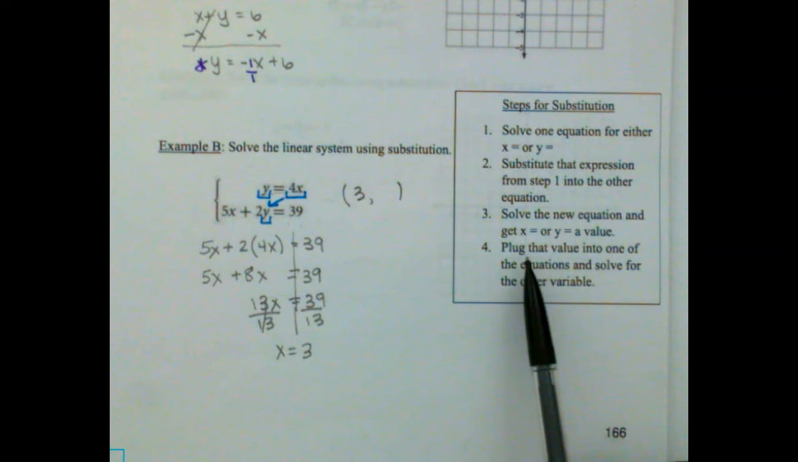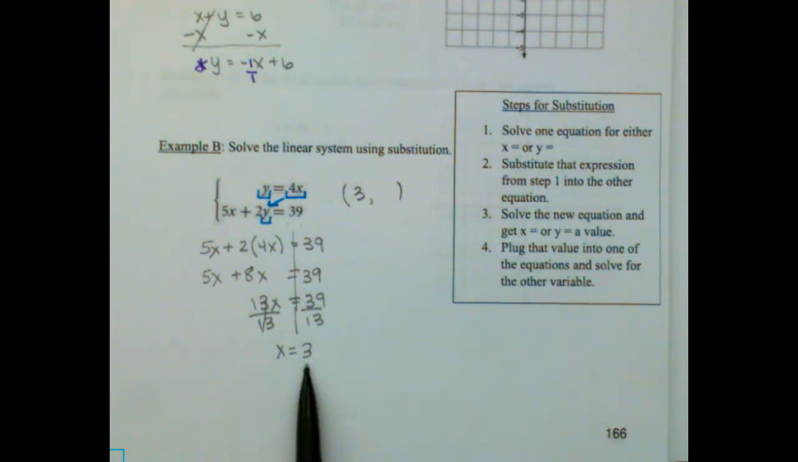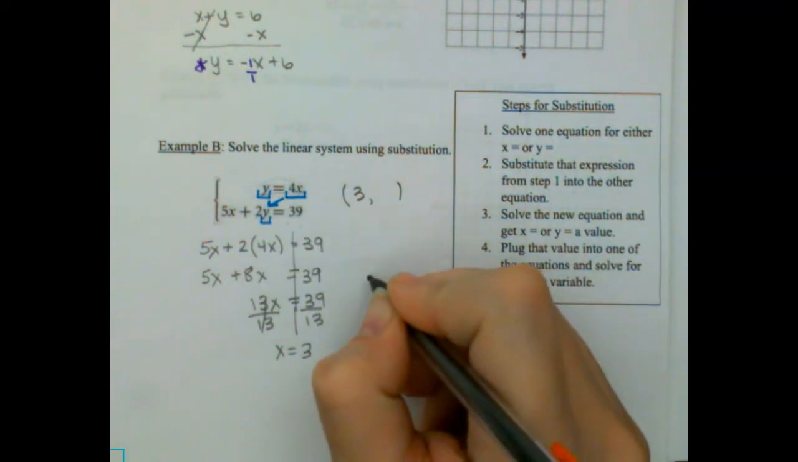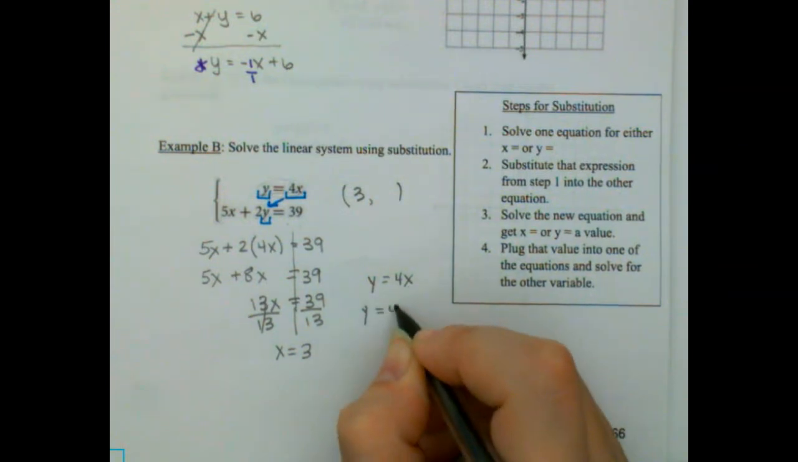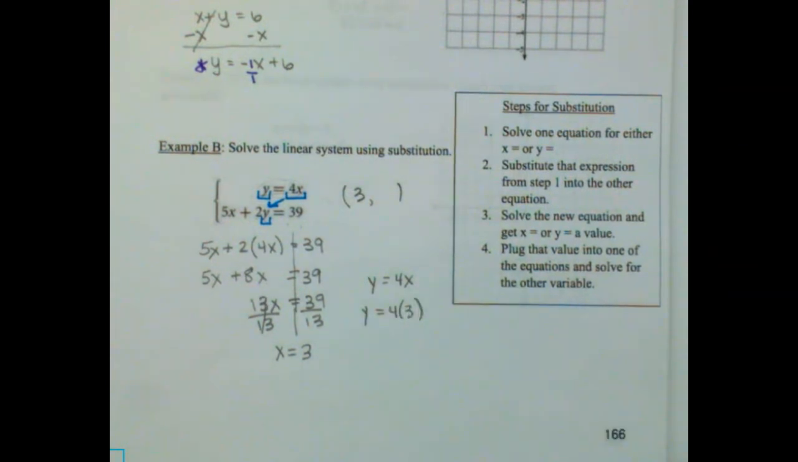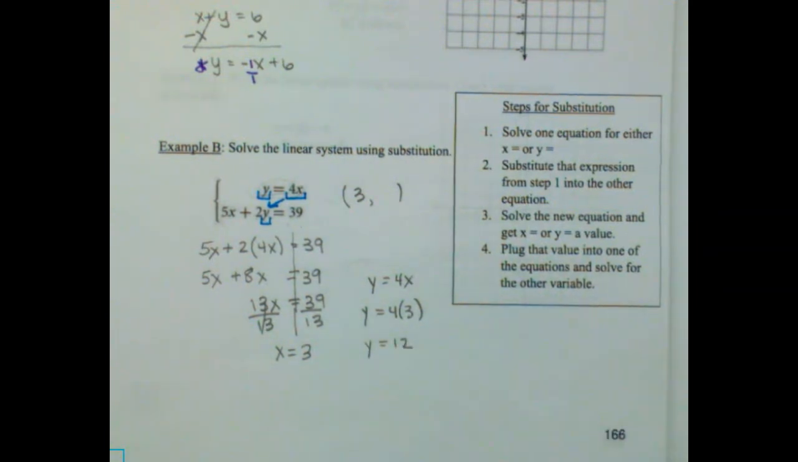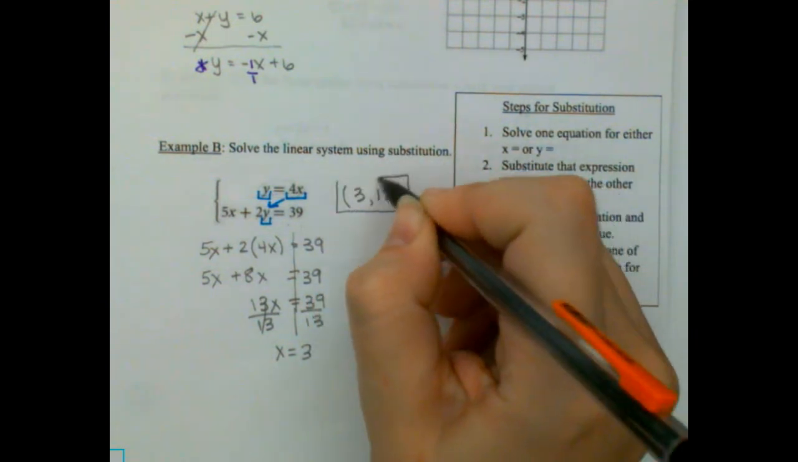I got 3. The last step then, plug that value into one of the original equations and solve for the other variable. So if I know that x equals 3 and I don't know y, I'm going to look at this first equation up here, y equals 4x. I'm going to rewrite it over here in some blank space. But now that I know that x is 3, I can write y equals 4 times 3 because I've just figured that out. And voila, now I know that y is going to be 12 because 4 times 3 is 12. So that's my solution, 3, 12.